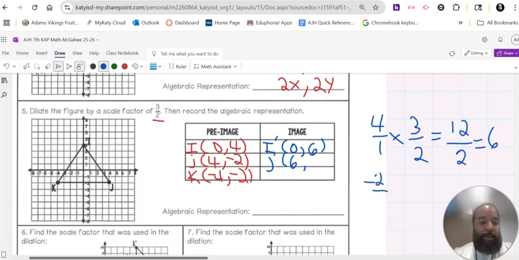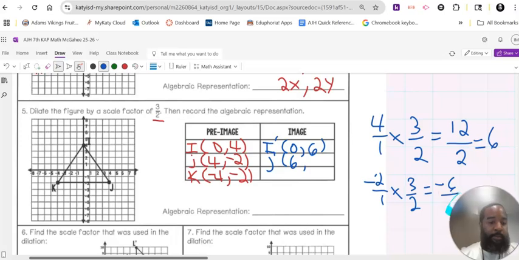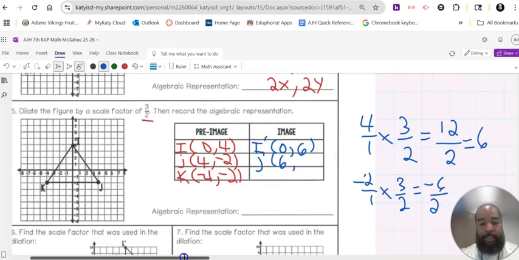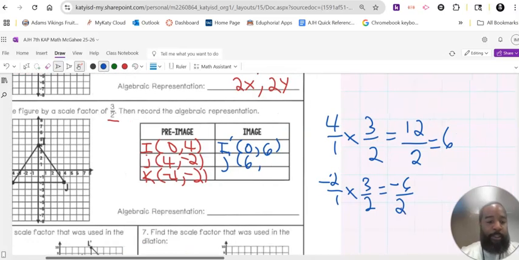So negative 2 over 1 times 3 over 2 is equal to negative 6 over 2. Okay, and negative 6 over 2 results in negative 3. Okay? If we do the same thing over here for K prime, well, we've already done 4. We just needed to add a negative. So negative 4 times 3 over 2 will be negative 6. And negative 2 times 3 over 2 would be negative 3.